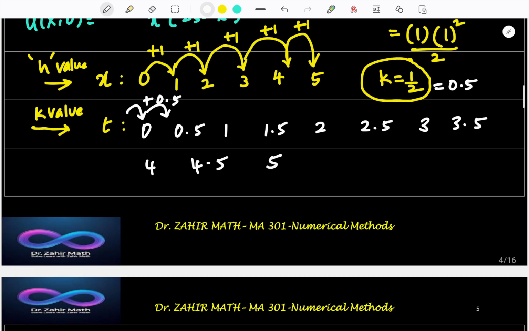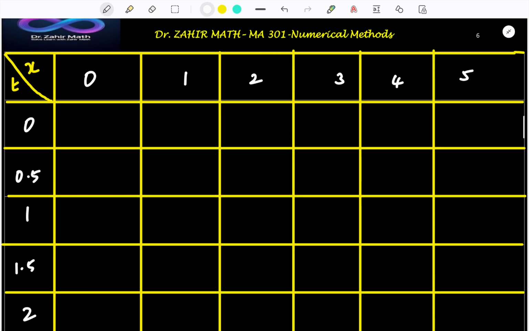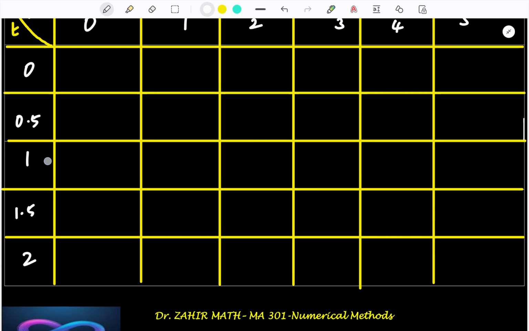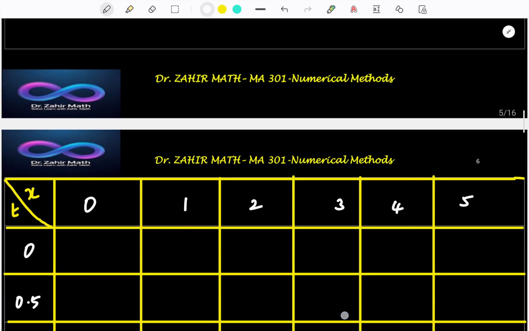Okay, right. So x value is ready, t value is ready. Let's start the table values. It's ready: 0, 1, 2, 3, 4, 5, and the k values I've written. The t values are also written. Now you should recollect your boundary conditions.